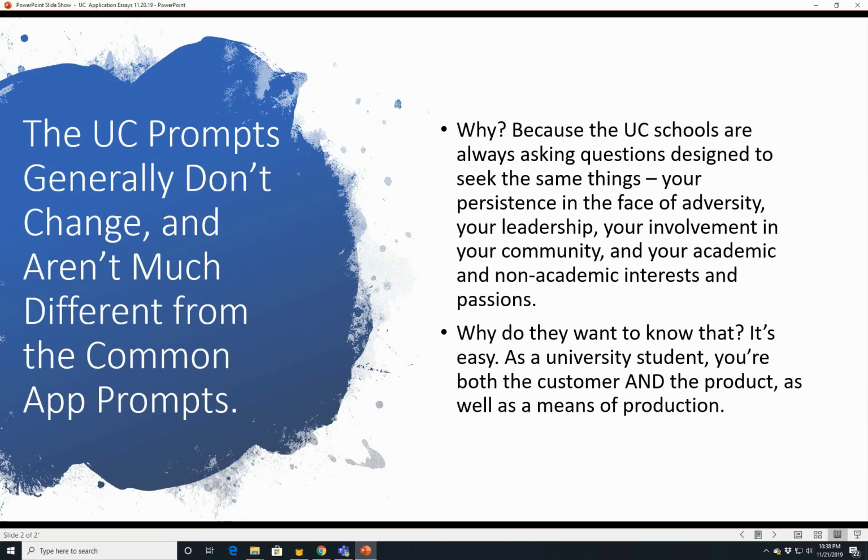Because the UC schools are just like any other universities, they're always going to be asking questions designed to seek the same things. They want to find out about your persistence in the face of adversity. Do you give up in the face of a problem, or do you keep trying, or do you try to find a different way to solve the problem? Your leadership ability, your involvement in your community, and your academic and non-academic interests and passions. Why do they want to know that?